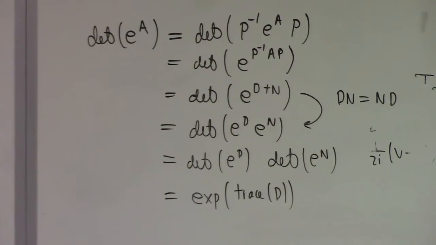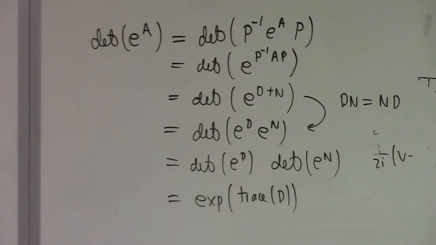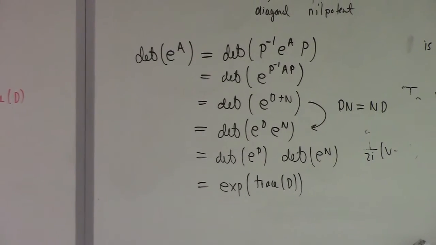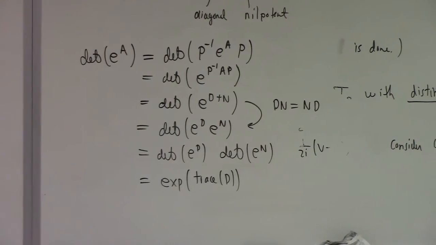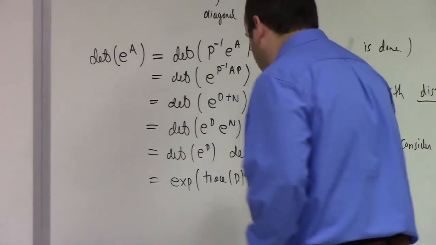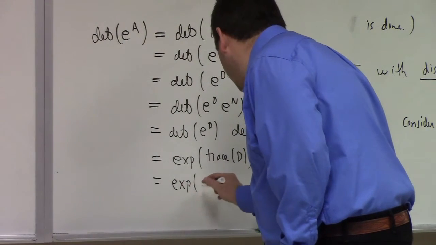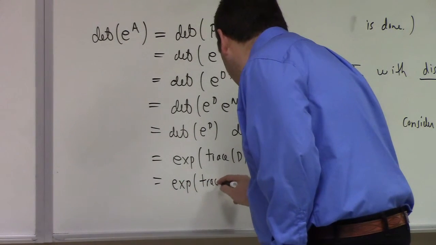And then all we need to do is show that the determinant of the nilpotent piece, the determinant of e to the N, is in fact just 1. I'm probably out of time. Let's see here, maybe we can do it. Now, of course, the trace of D is the trace of A, by similarity.